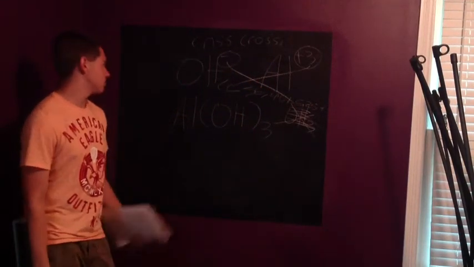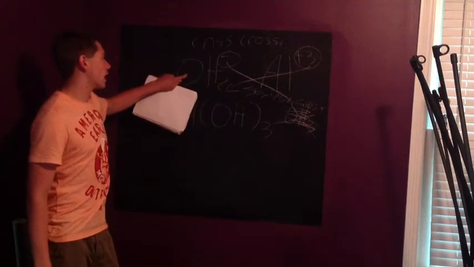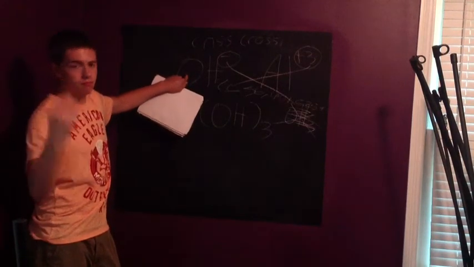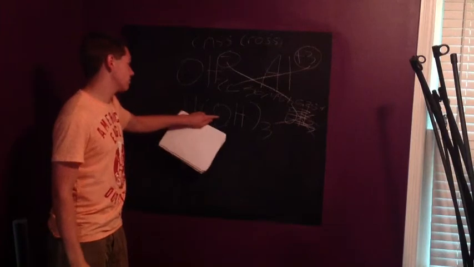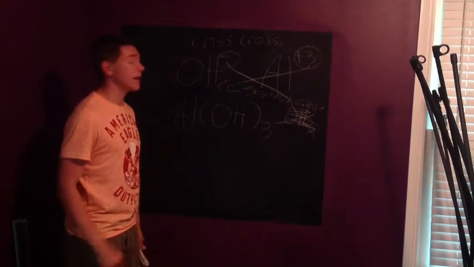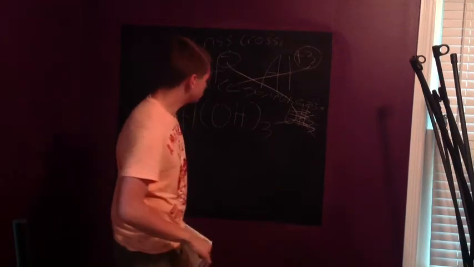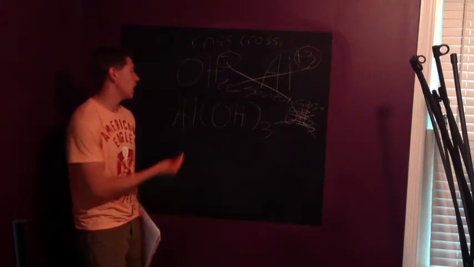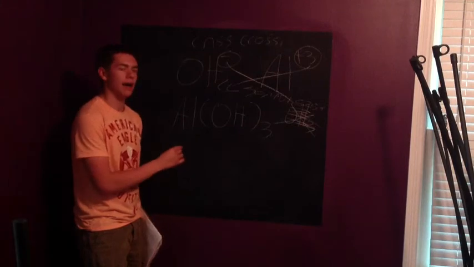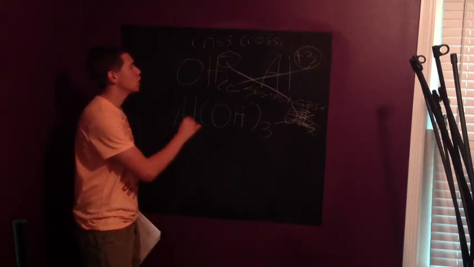Basically what I'm saying is that it has to be isolated. Alright? It's got to be isolated. That's the best way I can pretty much explain it to all those beginners right there. So there you have it. Aluminum hydroxide. Criss Cross.